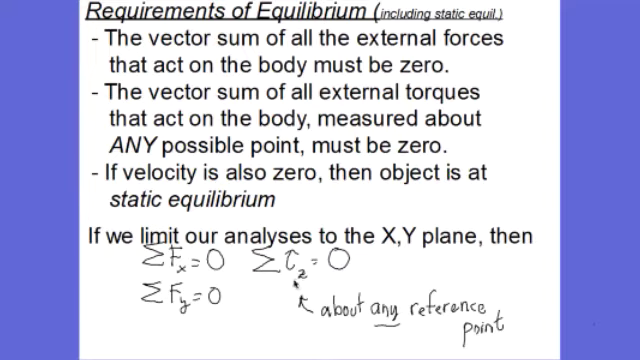Remember using the right-hand rule. If a torque is in the XY plane, the vector that describes it is in the Z direction. So we say the sum of the torques in the Z is also equal to zero. And let's not forget that the torque has to be zero about any reference point. Sure, because if there was a net torque about any point, then there would be rotation about that point.